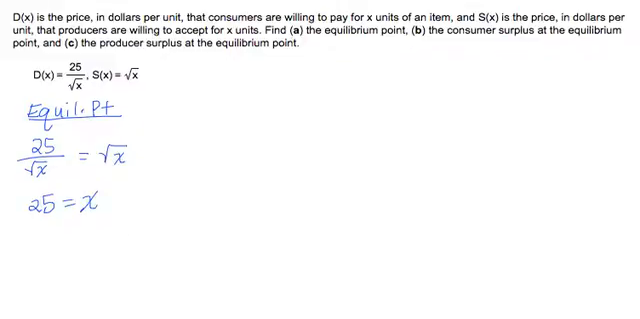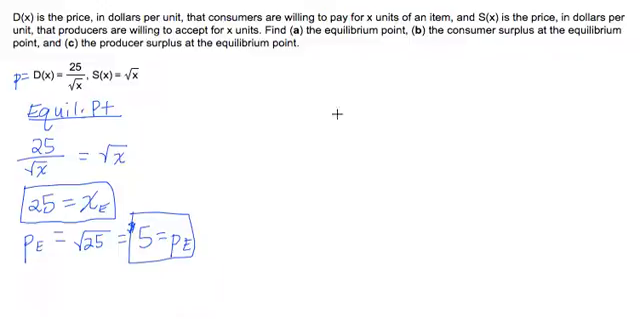Okay, so that one was kind of simple. So that is the x coordinate of our equilibrium point. That's the number of items. We're also going to need the price at that equilibrium point. In the demand and the supply functions, when they're in terms of x, they're giving you the price. So it doesn't matter which one we plug into, we'll get the same price. So the price at the equilibrium point, I'm going to plug into s of x as the square root of 25, or 5. Okay, so our equilibrium point is (25, 5).